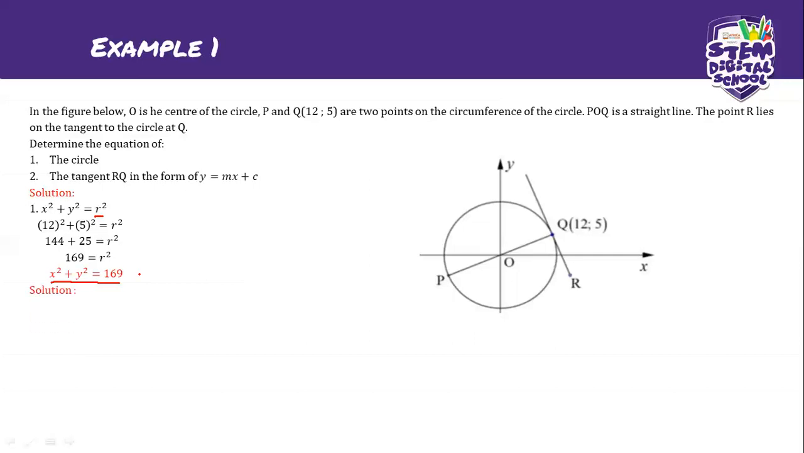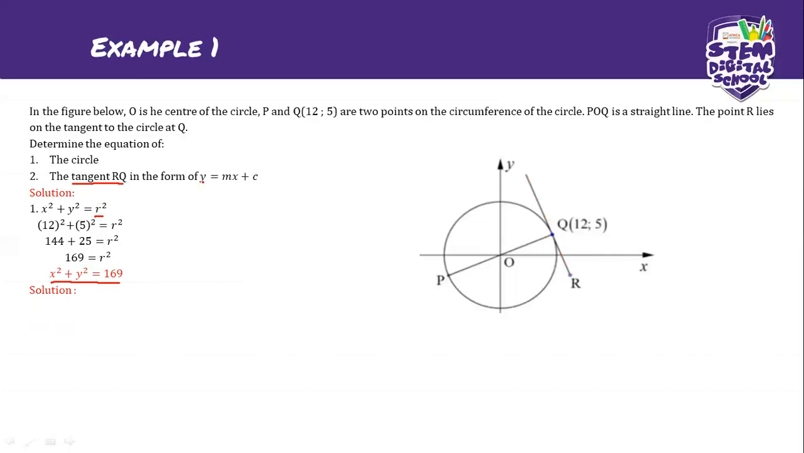All right, the solution for the next question that says we should calculate the equation of the tangent RQ. Where is the tangent? This is the line for tangent, which is RQ. We are looking for the equation of this line here. We can see this is a straight line, right?